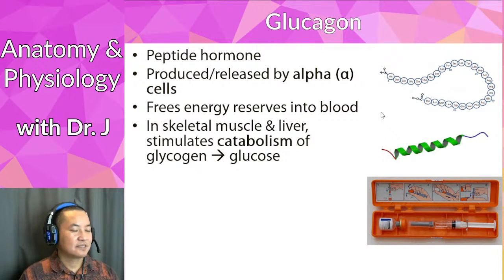So in skeletal muscle and in the liver, instead of doing gluconeogenesis or glycogenesis, it's going to actually stimulate the catabolism. It's going to cause glycogen to break down into glucose.